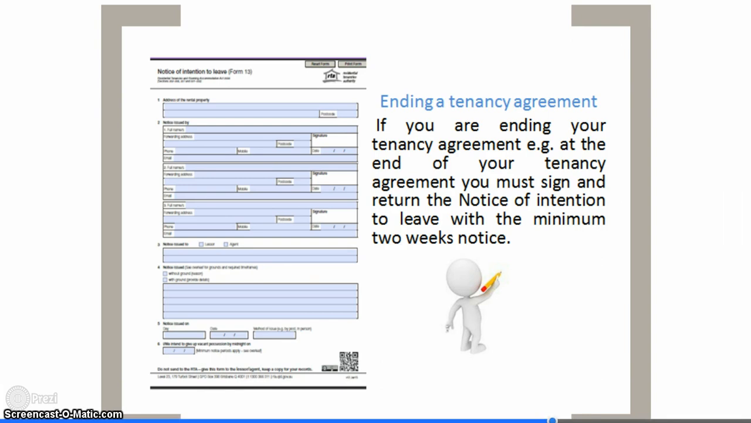Ending a tenancy. If you're ending your tenancy, you are to do so in writing. Please provide written notice by way of the Form 13 Notice of Intention to Leave to our office. If you're ending an agreement early, not stated as an approved method under the Act, then please contact your property manager for advice.